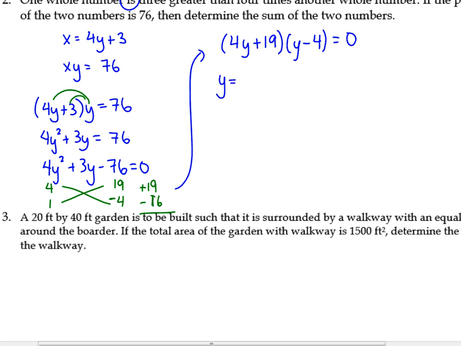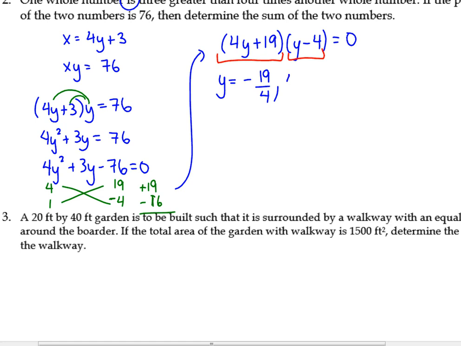So each one, let's do one at a time. The first one, y is equal to what? What's the shortcut? Negative, and then second over first, 19 over 4. Or this guy here, y minus 4, what value of y would make 0?